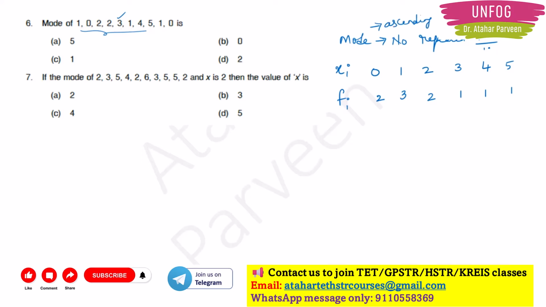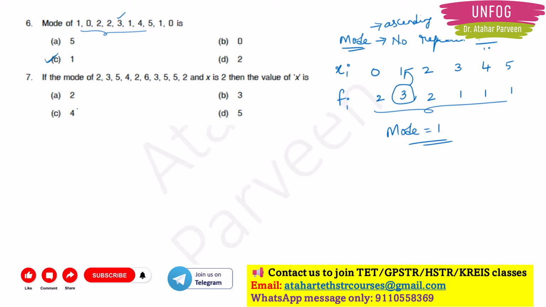This is the procedure to find the mode. Now what is mode? Mode is the corresponding xi for the maximum frequency. That is only mode, right? Which is the maximum frequency here? 3 is the maximum frequency. What is the corresponding xi? It is 1. So your mode will be 1. That's all. Option C will be the right answer.